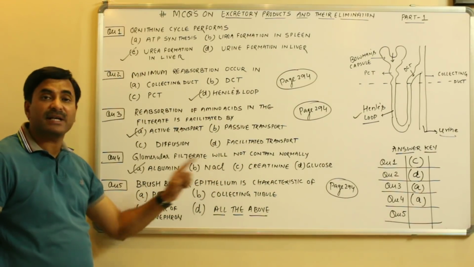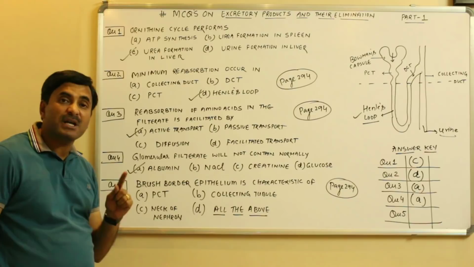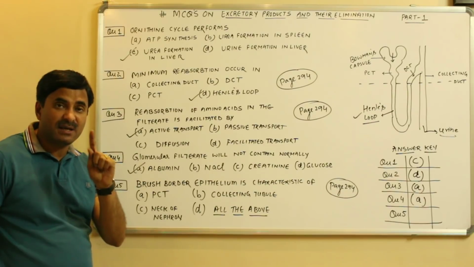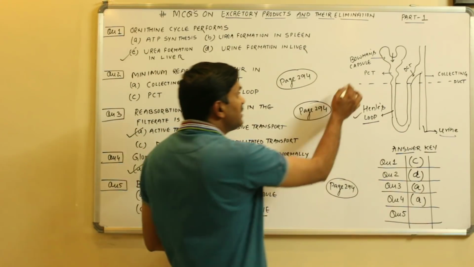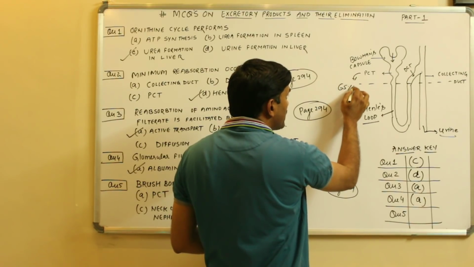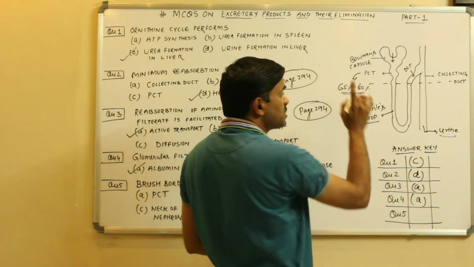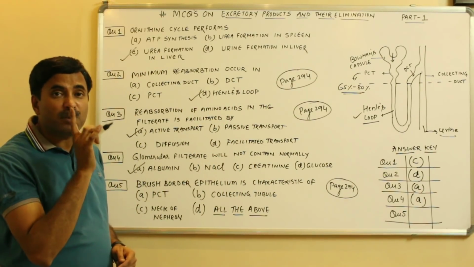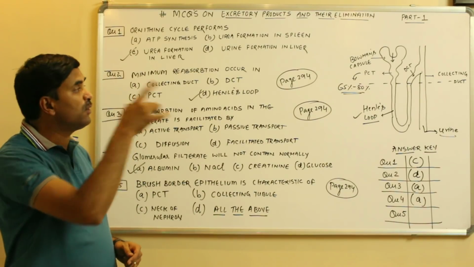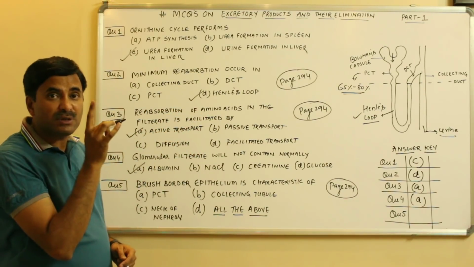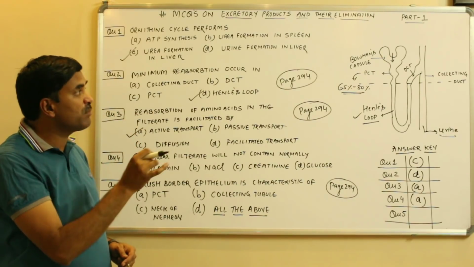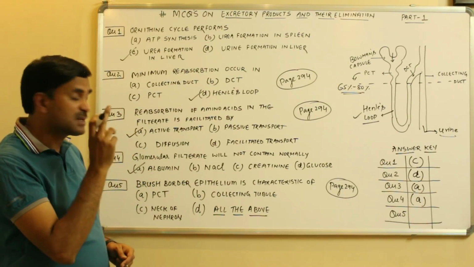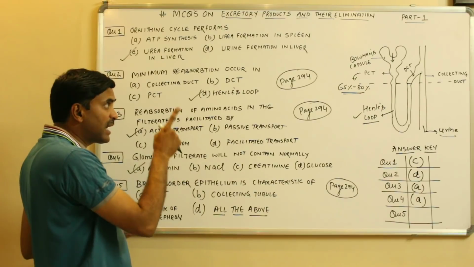Brush border epithelium is characteristic of. Brush border epithelium represents the microvilli, and microvilli increase the absorptive surface area. Always remember that in the PCT 65 to 80% of the reabsorption of the nephric filtrate occurs, meaning maximum reabsorption occurs in the proximal convoluted tubule part of the nephron. And for this, the microvilli or the brush border epithelium helps here. So the PCT is lined by brush border epithelium. It is the characteristic feature of the PCT for the absorption purpose.